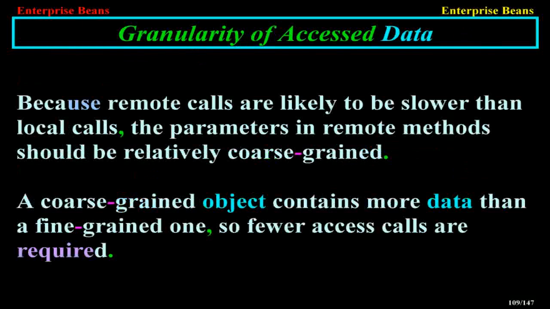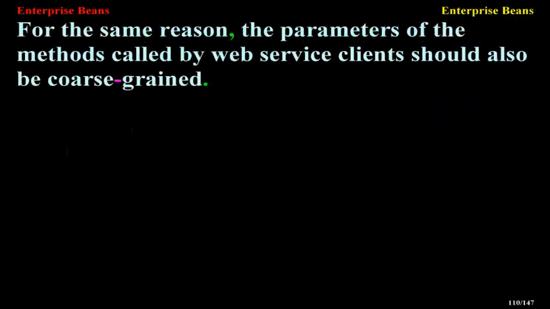Granularity of access data. Because remote calls are likely to be slower than local calls, the parameters in remote methods should be relatively coarse-grained. A coarse-grained object contains more data than a fine-grained one, so fewer access calls are required. For the same reason, the parameters of the methods called by web service clients should also be coarse-grained.